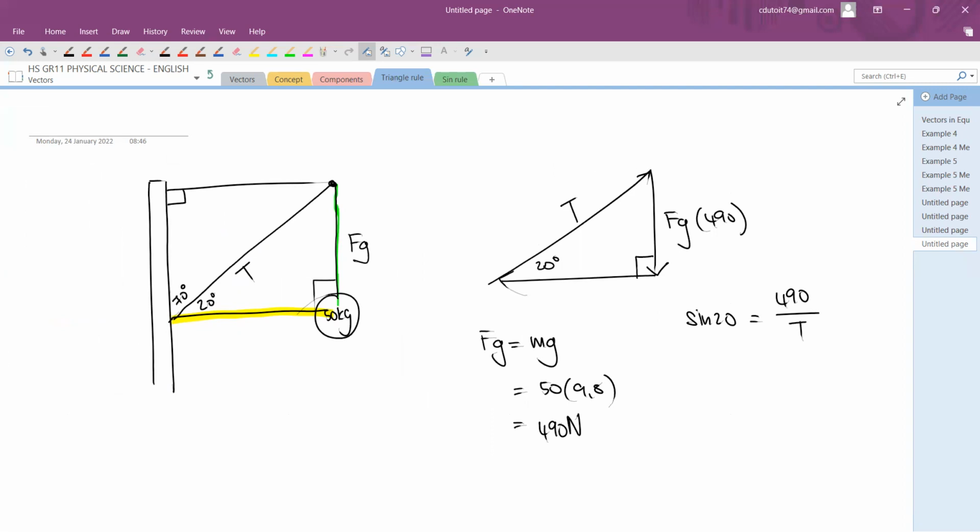Is it not 490 sin 20? 490 divided by sin 20. See if you can see that. 1,000.